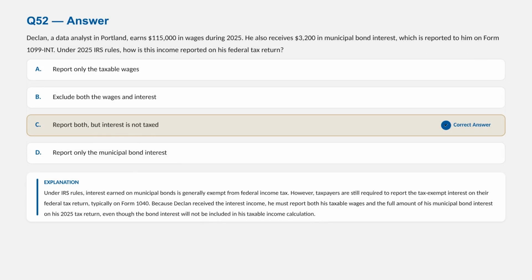The correct answer is C. Report both, but interest is not taxed. Under IRS rules, interest earned on municipal bonds is generally exempt from federal income tax. However, taxpayers are still required to report the tax-exempt interest on their federal tax return, typically on Form 1040. Because Declan received the interest income, he must report both his taxable wages and the full amount of his municipal bond interest on his 2025 tax return, even though the bond interest will not be included in his taxable income calculation. Great. Now let's move to our next question.